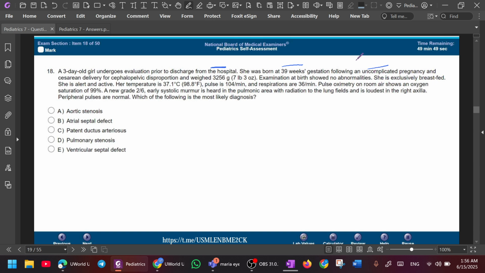She is exclusively breastfed. She is alert and active. Her temperature is 37.1, pulse is 104 per minute, respiration 36 per minute. Pulse oximetry on room air shows oxygen saturation 99%. A new grade 2 out of 6 systolic murmur is heard in the pulmonic area with radiation to the lungs and is loudest at the right axilla. Peripheral pulses are normal. Which of the following is the most likely diagnosis?